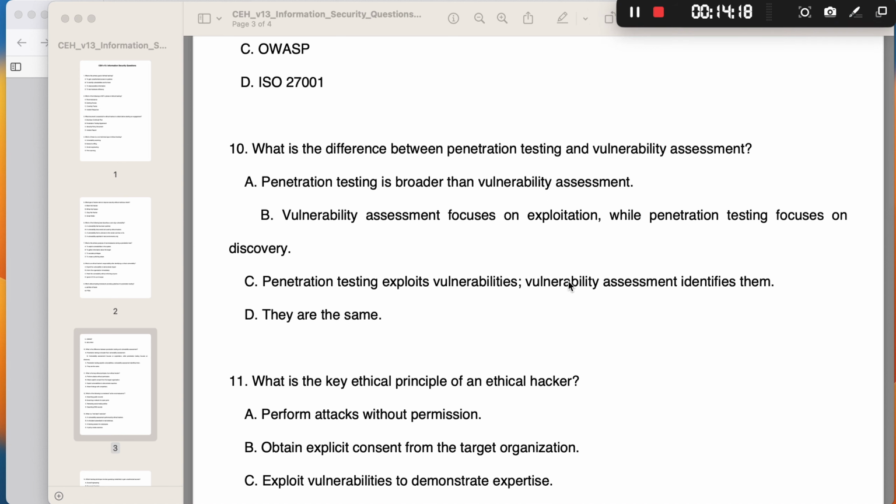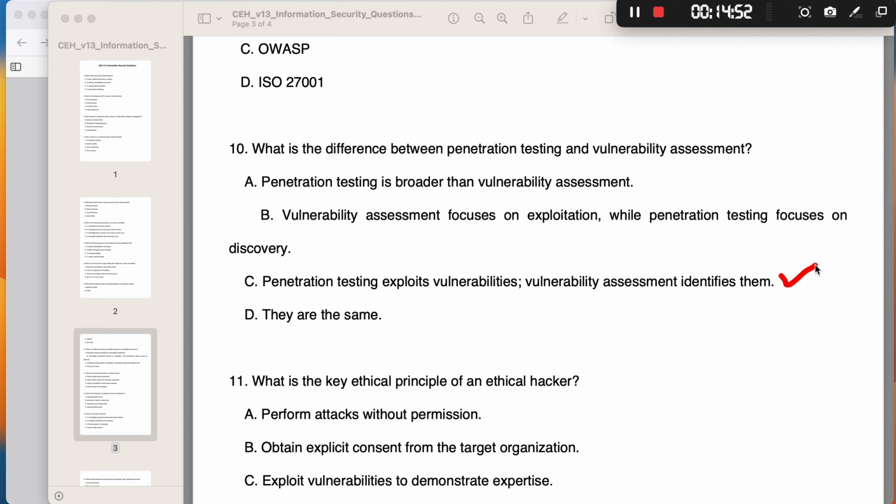And the answer to this question is C. Penetration testing exploits vulnerabilities. Vulnerability assessments just identify them, right? You can do a vulnerability assessment and find all vulnerabilities and not try to exploit them. You are just identifying them. That's part of cybersecurity hygiene best practices. And you can do a pen test and not find all vulnerabilities, which is kind of strange, right?